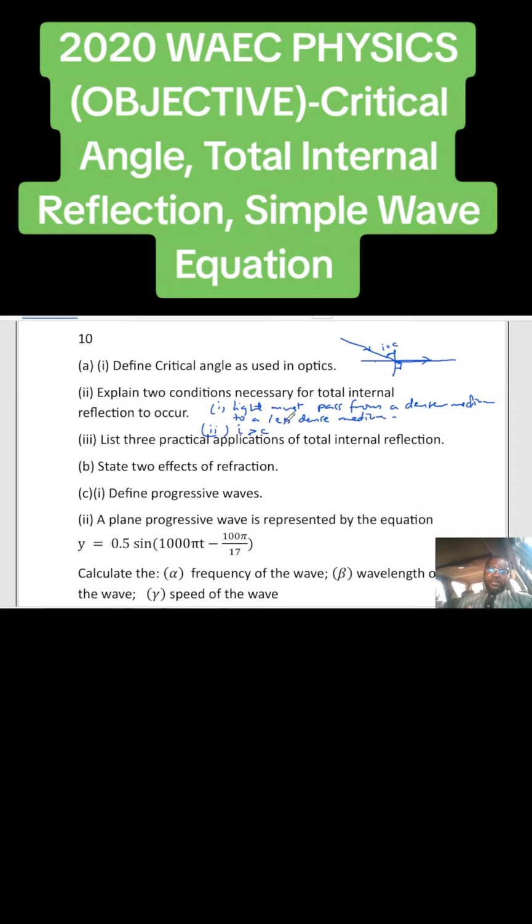Very important, you know. The next one says list 3 practical applications of total internal reflection. They are very simple. Number 1 is mirage formation. The way mirage is formed is by total internal reflection. Another one is the fish underwater, seen by total internal reflection.